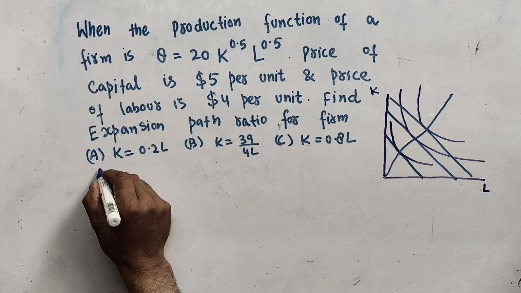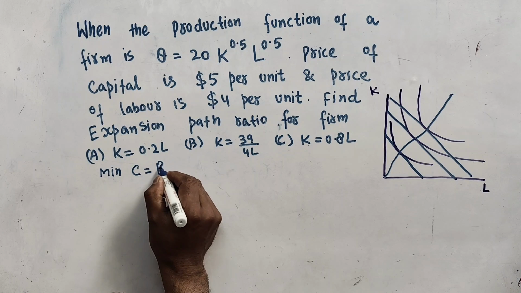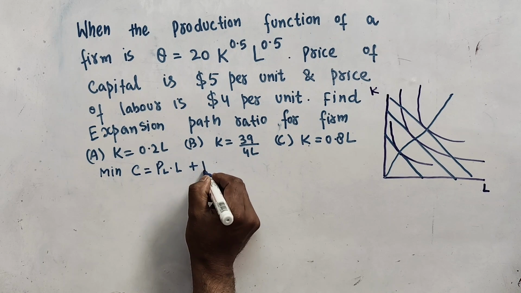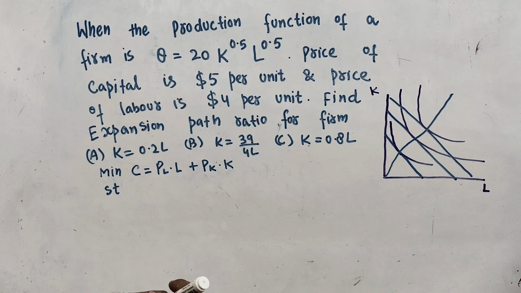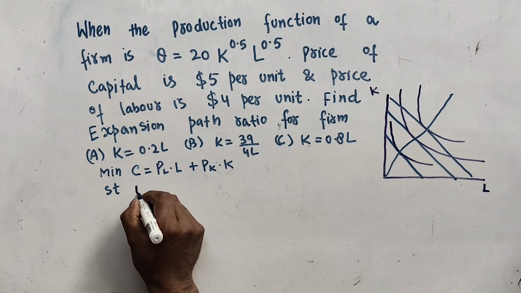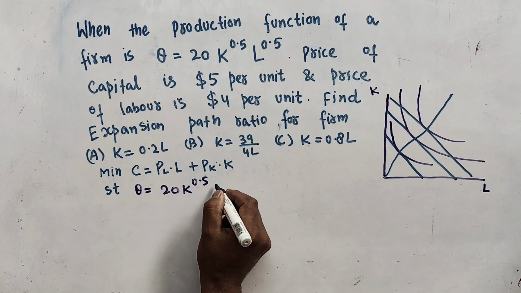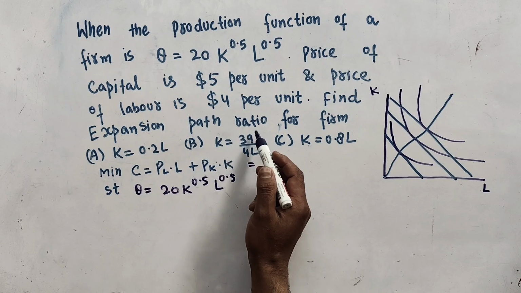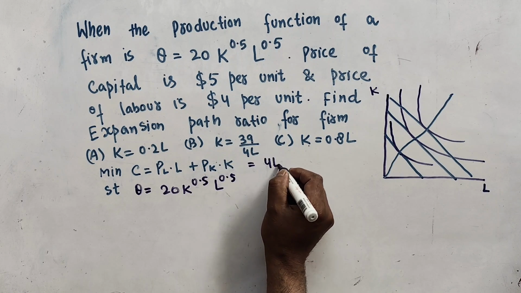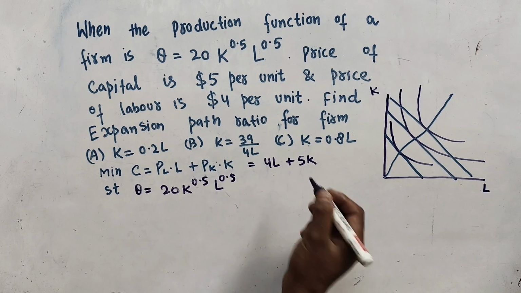We want to minimize cost. So what will be minimized? C = price of labor times units of labor plus price of capital times units of capital employed, subject to the production constraint, that is, Q = 20 K^0.5 L^0.5. And here we can write it like this. Price of labor is given as 4, so we have 4 times L plus 5 times K. This is our cost function.